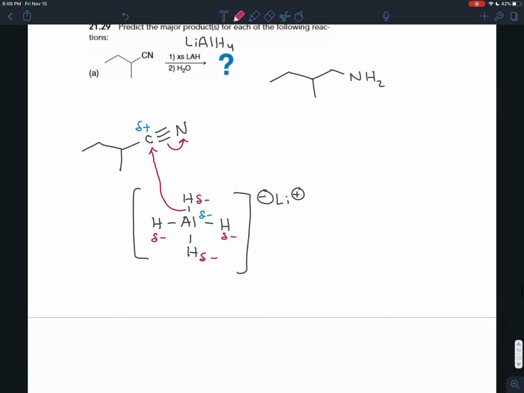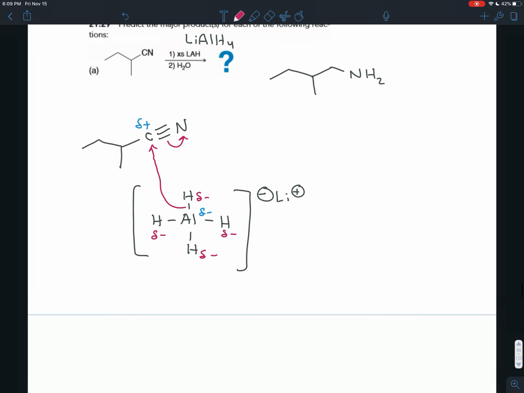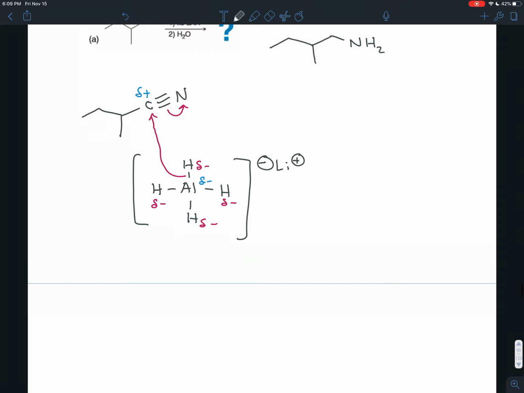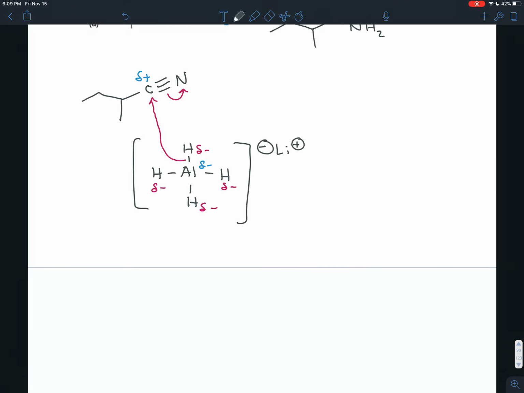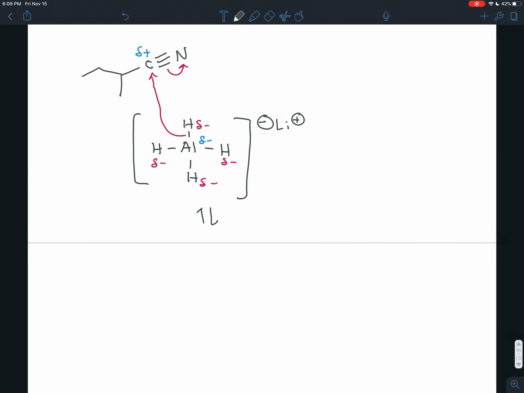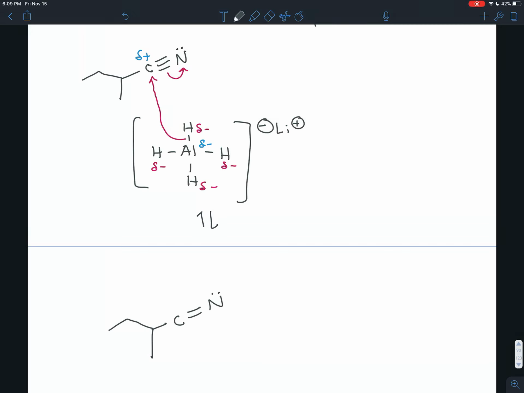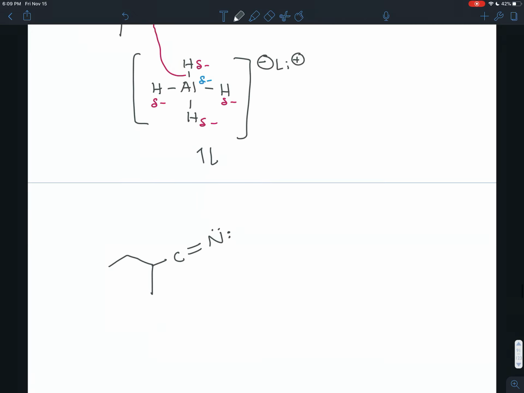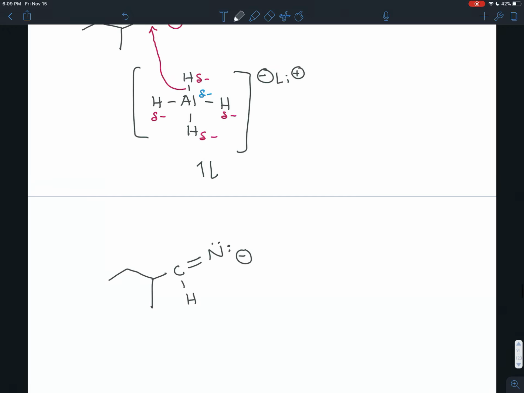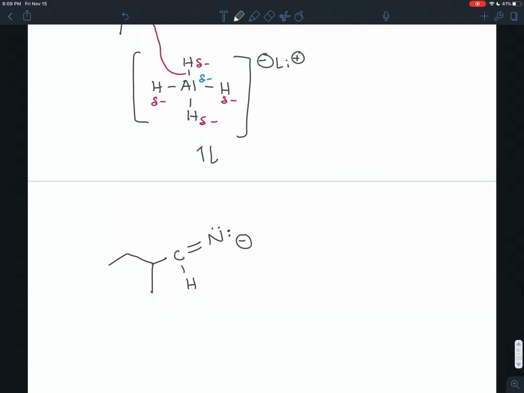One of the pi bonds breaks, and the electrons go onto the nitrogen there. That should seem somewhat familiar from the reactions of lithium aluminum hydride with the other carboxylic acid derivatives. So after that first step, what we end up with is carbon double bonded to the nitrogen. The nitrogen now has 2 lone pairs. It had 1 before. Now it has 2 and a full negative charge. And the carbon is bonded to 1 hydrogen, the hydrogen from lithium aluminum hydride.